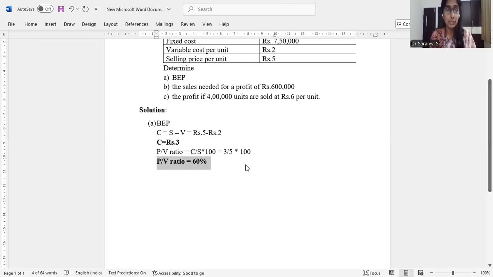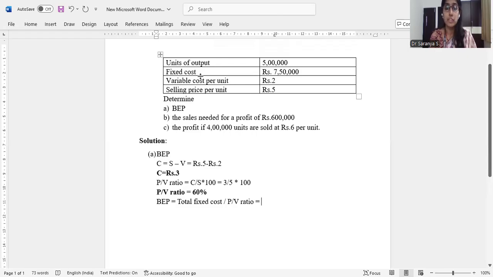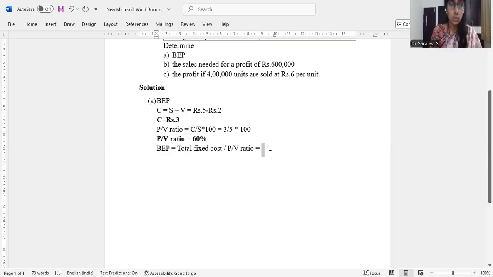Okay, the next one we have to find out is the BEP. For BEP we have so many formulas. The most frequently used formula is total fixed cost divided by PV ratio. In the question itself, we have the fixed cost, which I have highlighted here: fixed cost is rupees 7 lakh 50,000, divided by the PV ratio, which we calculated in the previous step as 60%. So, BEP.